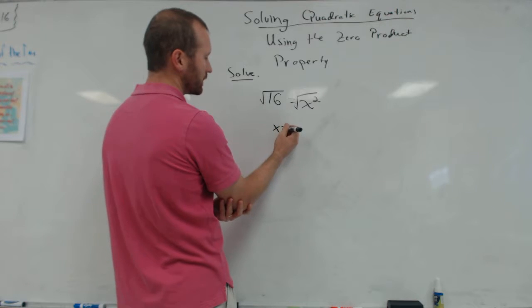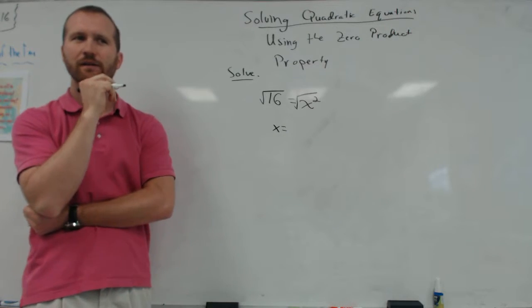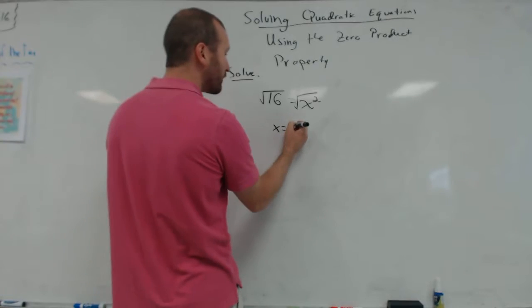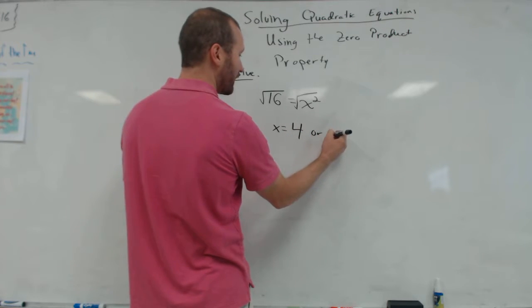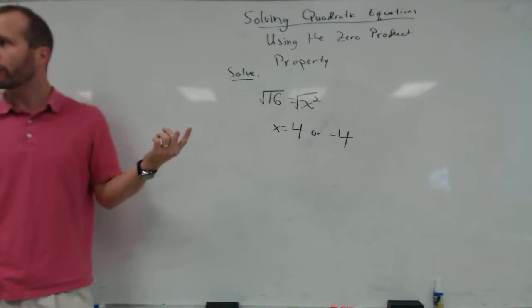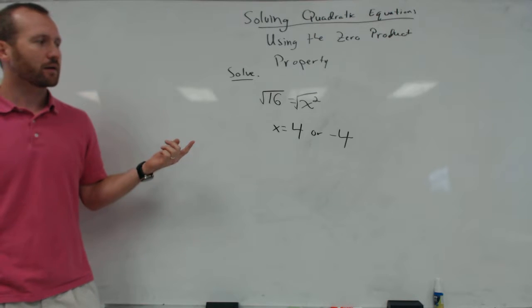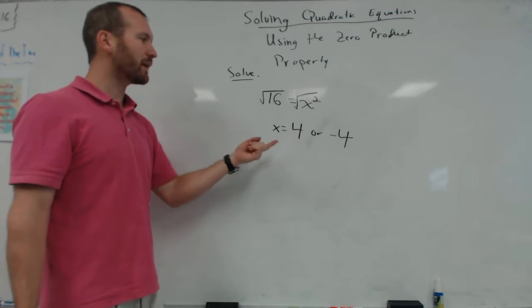So the square root of x squared is x. So we have x equals the square root of 16. What is the square root of 16? Oh, 4 or negative 4. Yeah, it could be 4 or, exactly, it could be negative 4, right? So we just have to circle both. So both of these would be your answer.